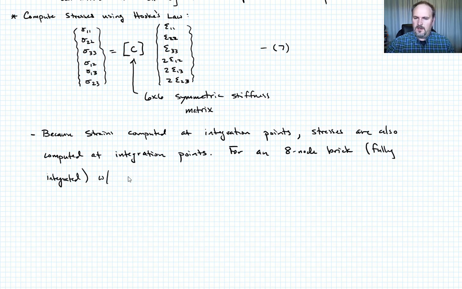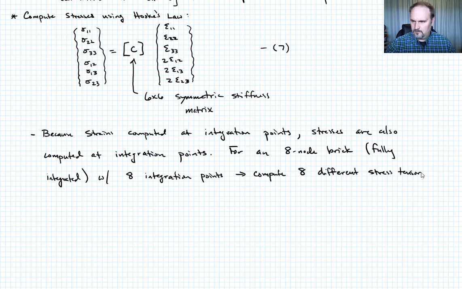So that means that for an 8-node brick, which is fully integrated with 8 integration points, we're going to get 8 different stress tensors computed, right? One stress tensor for each integration point. Okay? So let me just say that computing the stresses and strains at the integration points is where the solution is going to be the most accurate. So that's typically the most accurate, but sometimes we want stresses at the nodes.